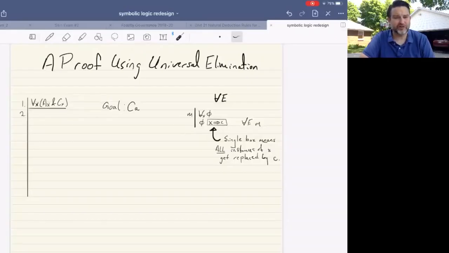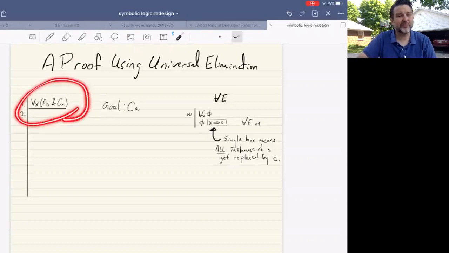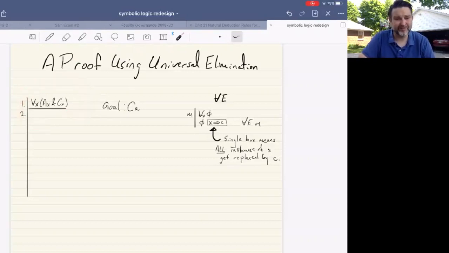What we have is a universal statement, a statement that says some property applies to all objects in our universe of discourse. In this case, the property is being A and being C. Statement 1, or premise 1, tells us that all things in our domain of discourse have the property of being both A and C. So we can use universal elimination to substitute in a name for some object of our domain of discourse, and we will know that that object has the universal property because everything in our domain of discourse does.